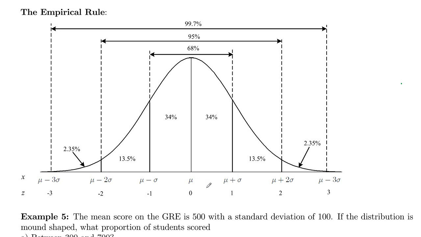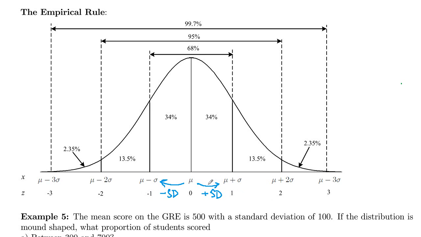And then if you add one standard deviation, you'll be at the mean plus sigma. Remember, standard deviation is sigma. And if you subtract one standard deviation, you'll be at the x-value mean minus sigma. So the mean plus one standard deviation means one standard deviation above the mean. That's a z-score of 1. Mean minus sigma, one standard deviation below the mean. That's a z-score of -1.